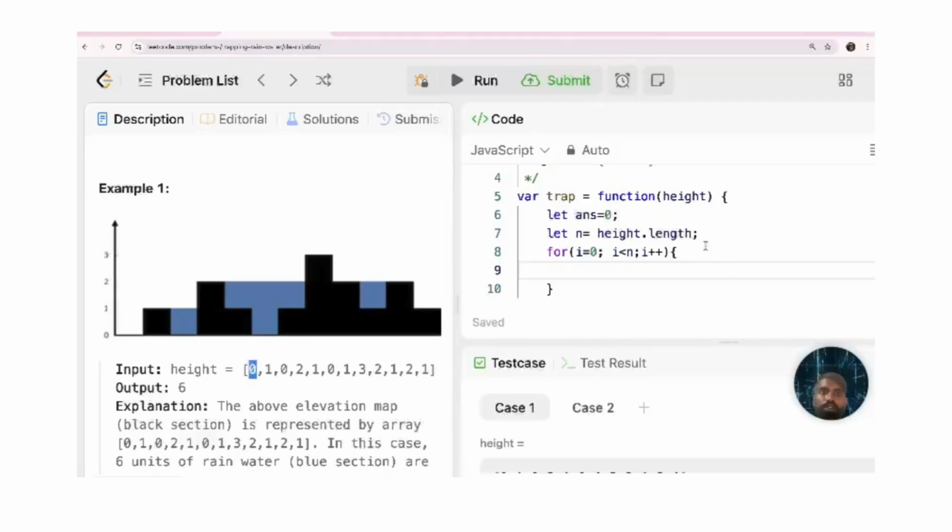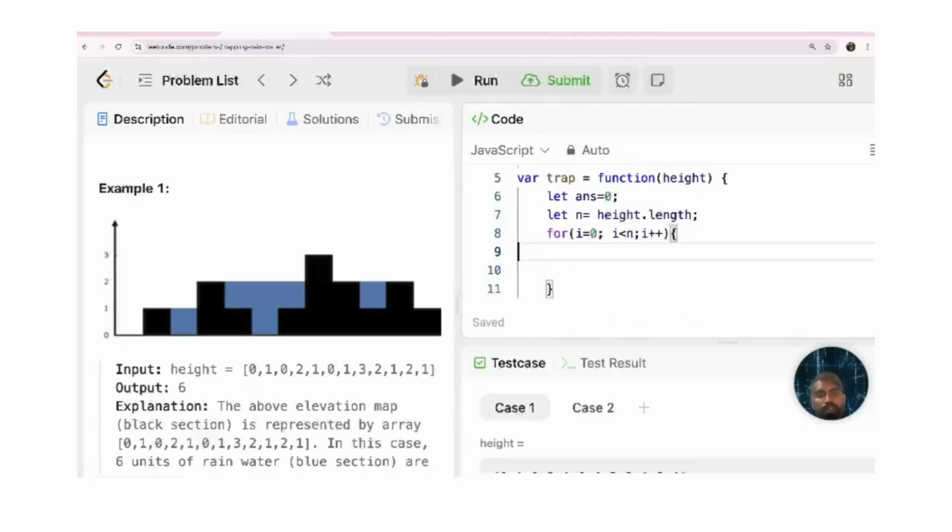Okay, so let's start here. First we need to take a left max, and we are going to initialize it with 0. Left of the start we don't have anything, so we can consider it like that. And next we are going to take right max equal to 0. Okay.